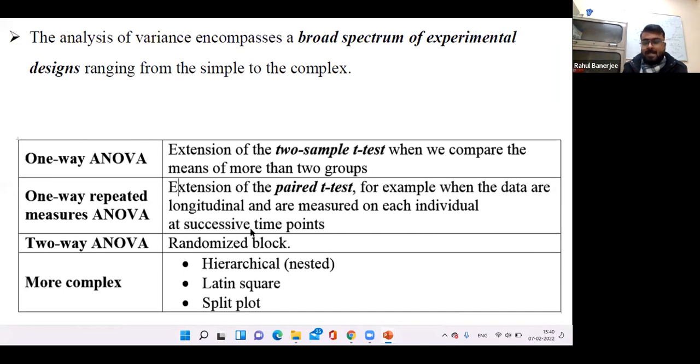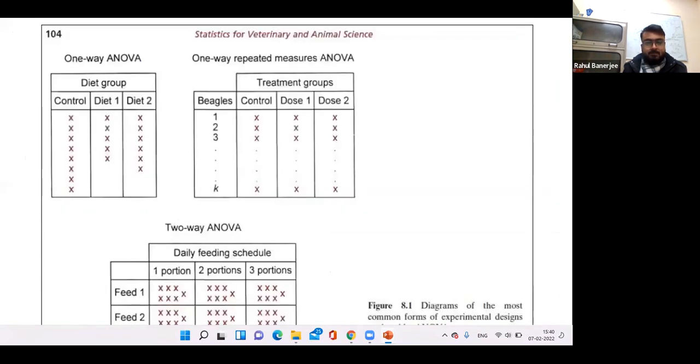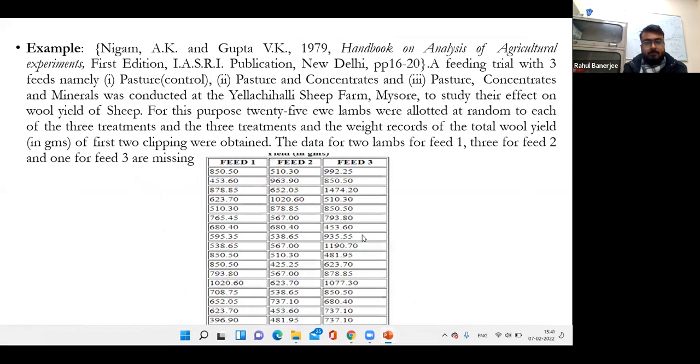There are also complex ones like hierarchical nested ANOVA, lattice inference, split plot. So these are examples of one-way ANOVA. You see there are 2 diets and there is control. For one-way repeated, what we are doing is dose 1, dose 2, we are repeating the experiments. Here you can see this is more, this is less, but here equal number of times. And for 2-way, again, we have 2 feeds. And again, within the feeds, you have variations like 1 portion, 2 portions, and 3 portions. This is one such example.